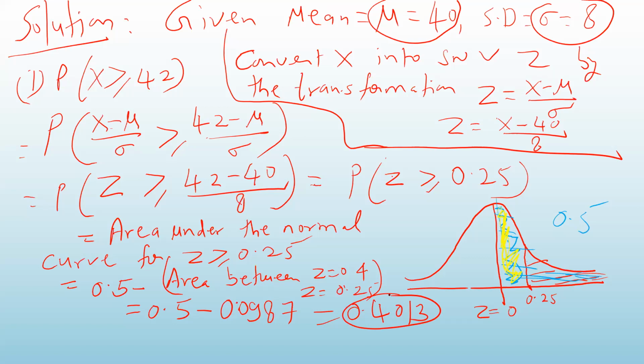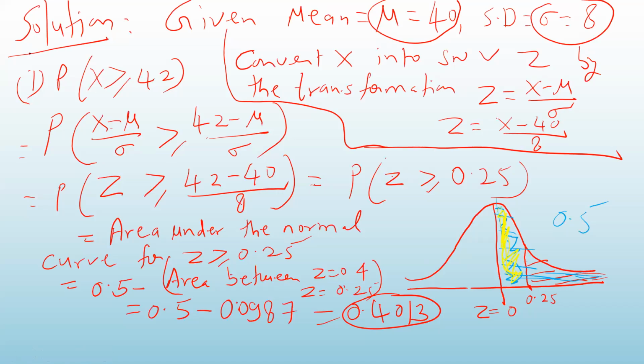So you should be able to visualize the things here. That is the only thing, how to find out the area. So the probability that x is greater than or equal to 42 is 0.401. Let me take another problem, because the more problems you solve, the clearer things will become. Let us take the second one.